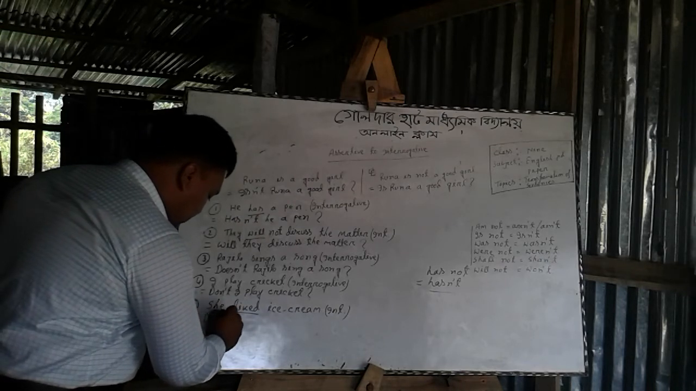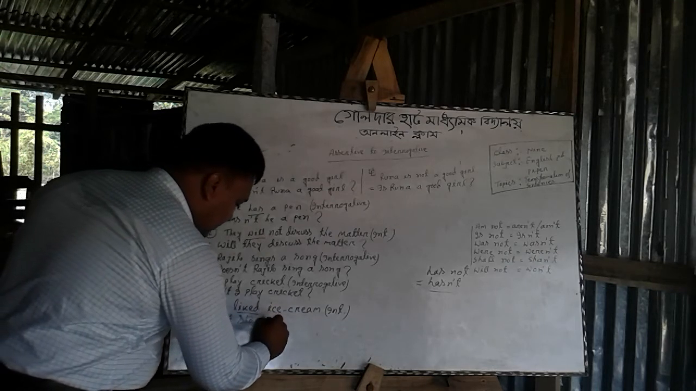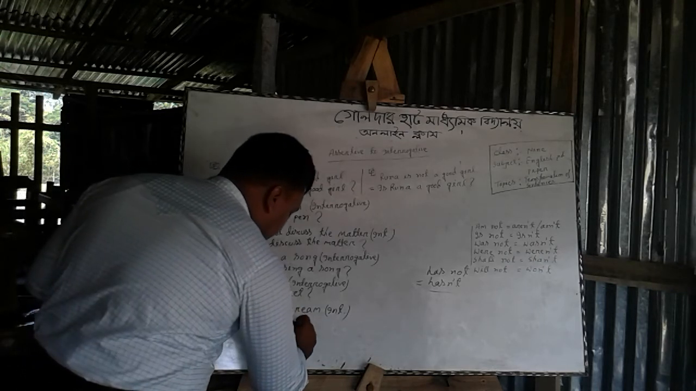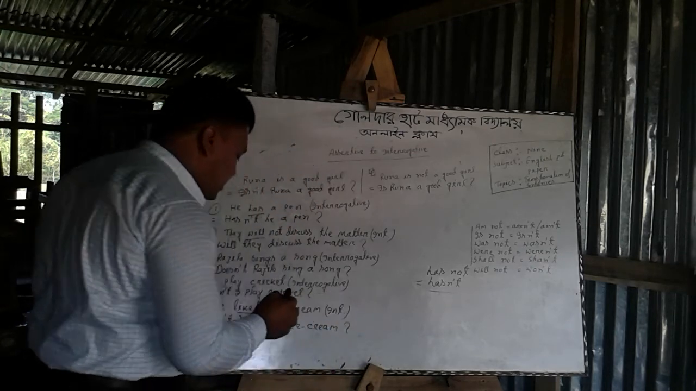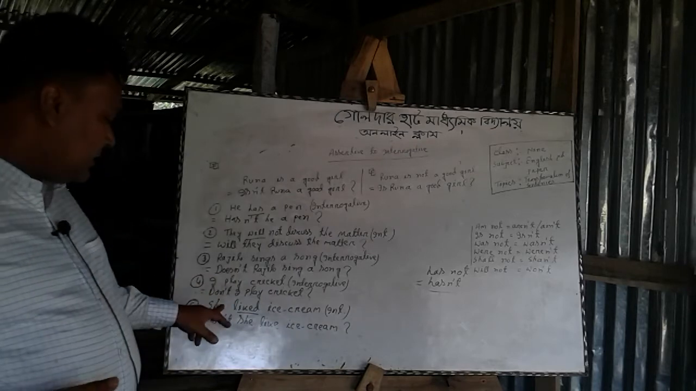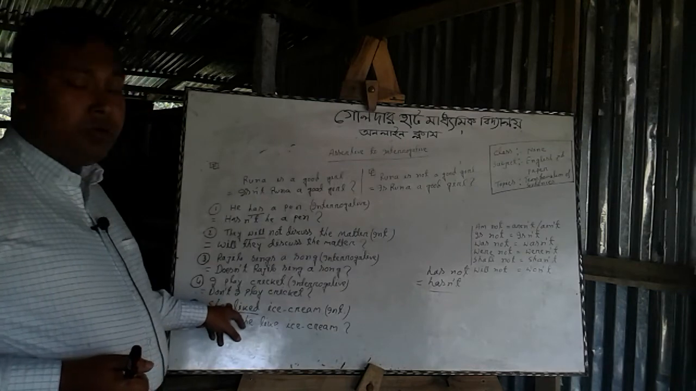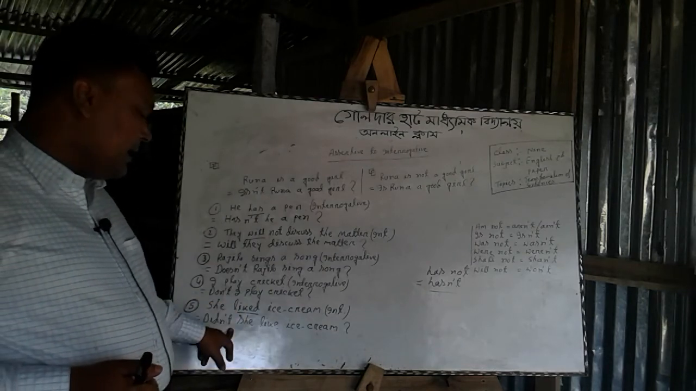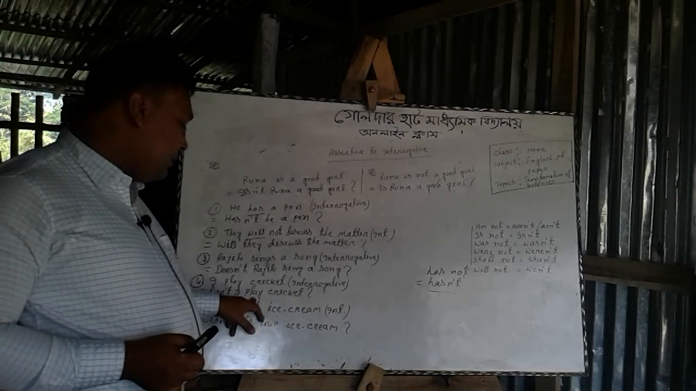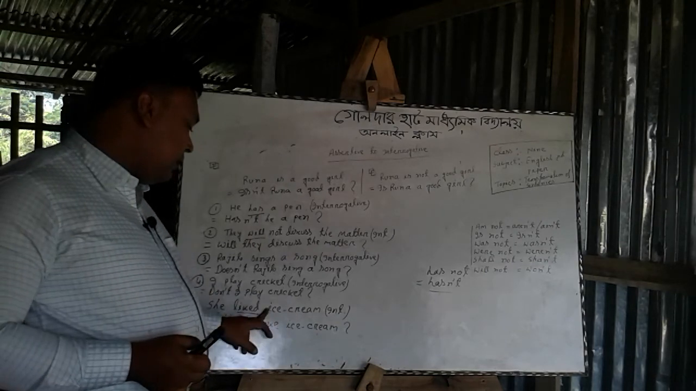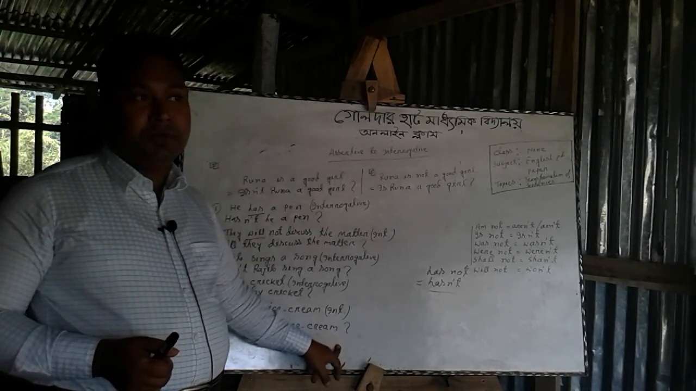So its transform will be: didn't she like ice cream? Didn't she like ice cream? If the sentence is past tense, we should write didn't before the subject and we should write the present form of the verb to transform that kind of sentence into interrogative.